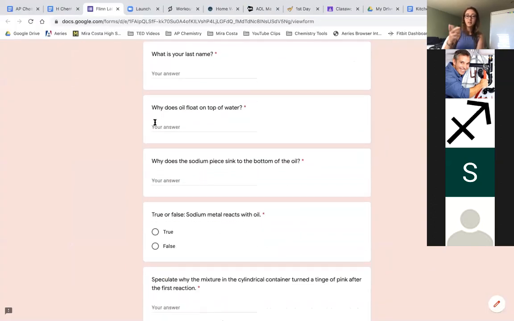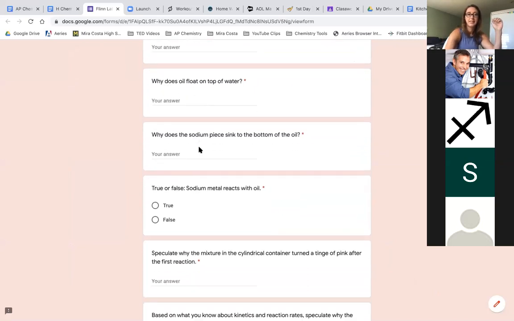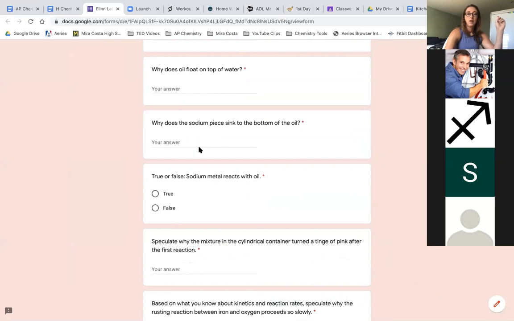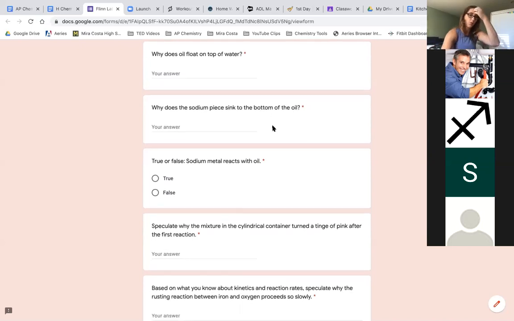First one: in the little video you watched that was put forth by Flynn Scientific, you saw a graduated cylinder that had oil on the top and water on the bottom. It asks, why does oil float on the top of water? It's a density thing, right? If something is floating or sinking, it's always density at play. So oil is less dense than water. Why does the sodium piece sink to the bottom of the oil? Because the sodium is more dense than the oil, so it sinks down through the oil layer.